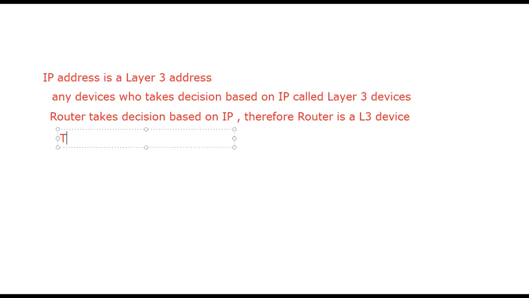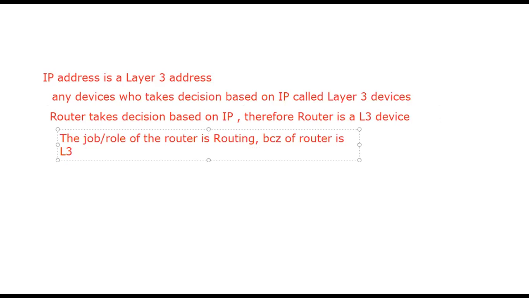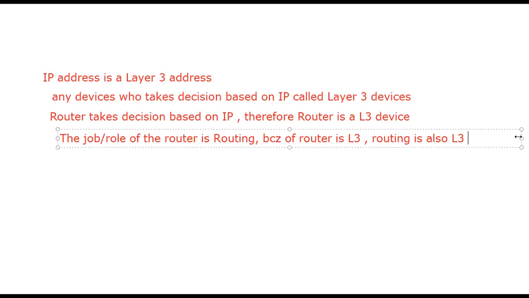Now, the job or role of the router is routing. The job, the function, or the role of the router is routing. Because the router is layer 3, routing is also layer 3. Therefore, whenever we say routing, we always think about layer 3. So the router is layer 3, and the routing function is also layer 3.